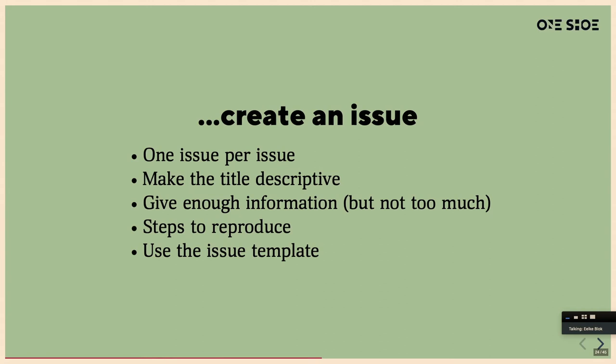And then in the issue summary, give enough information. Obviously not too much, but do give enough information for people to be able to reproduce. For example, that's the next bullet point: steps to reproduce. What should somebody who tries to understand your issue do to see the issue themselves? And lastly, use the issue template.